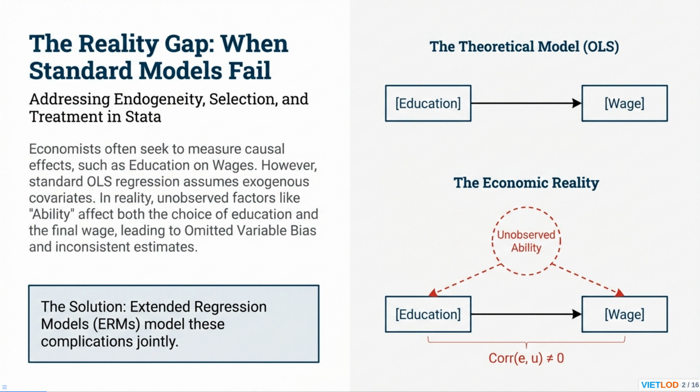This creates a correlation between our predictor and the error term, leading to biased and inconsistent estimates. This is what we call the reality gap. To bridge this gap, we use extended regression models, or ERMs, which allow us to model these complications jointly.